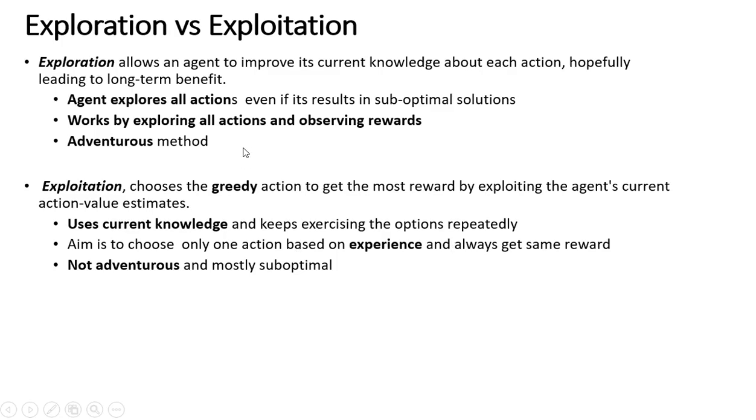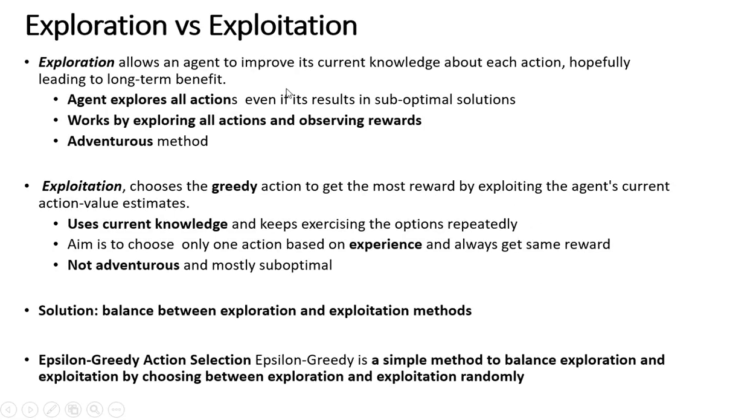Suppose in the previous example with the slot machine, if the algorithm is using exploration, then the agent will explore all the levers, all the machines, and find out which is giving the best reward. But if you're going for exploitation, then the algorithm knows, let's say, machine 3 is giving me $5, so it keeps exercising only that option, keeps working only on the third machine. Therefore exploitation is not adventurous, and mostly it is suboptimal. It will not really go for the best solution, it will go for a suboptimal solution.